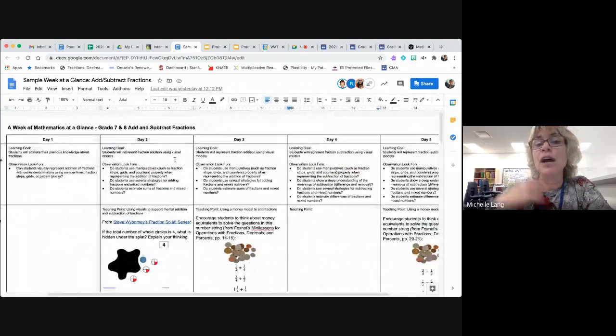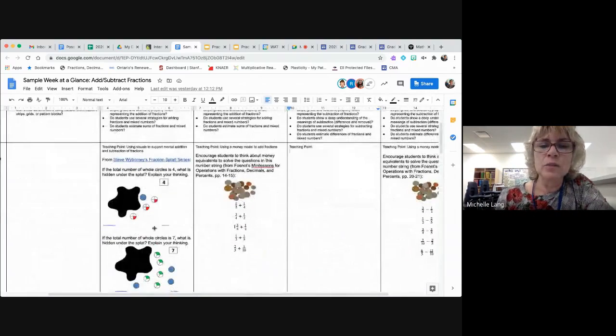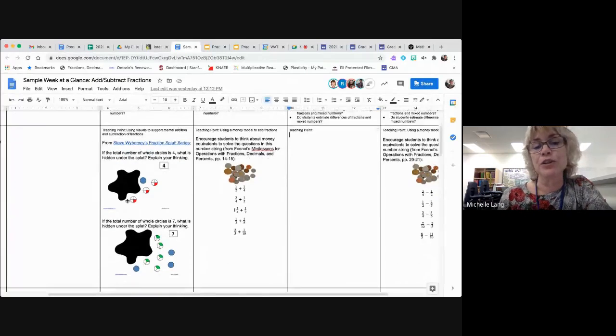Then on day 2, now I'm getting into, okay, what are some of these visual models? And Steve Wyborny has a fraction splat series that, again, I think students find less threatening. So basically the way this works is that there's a total number of 4. It shows you 4 holes, but some of them are covered up by the splat. So what must be hidden? And they're just a math talk, a number talk that you can have with your students at the beginning.